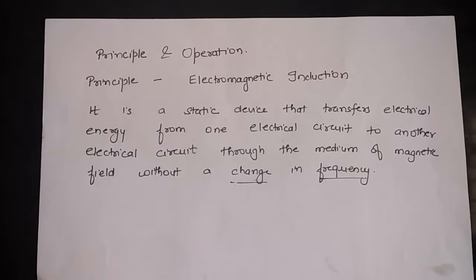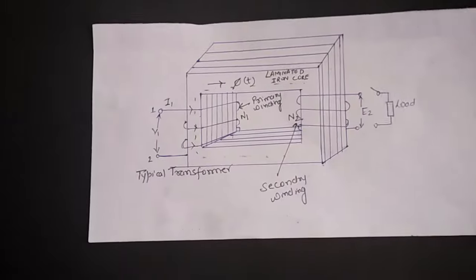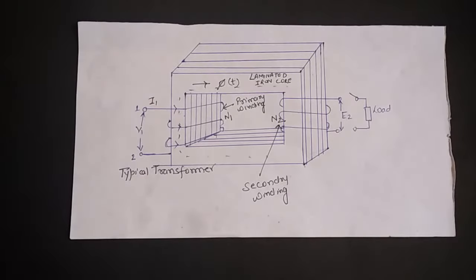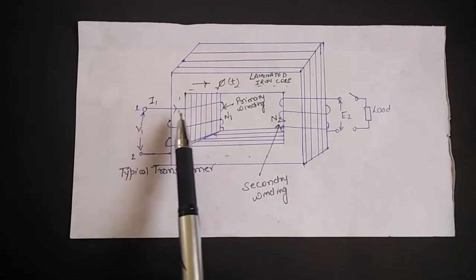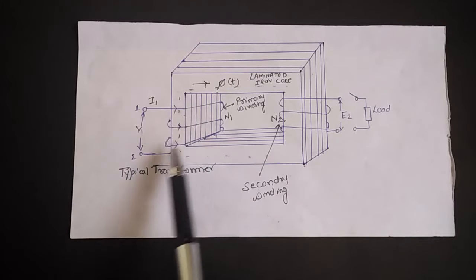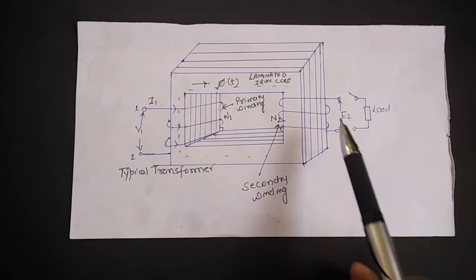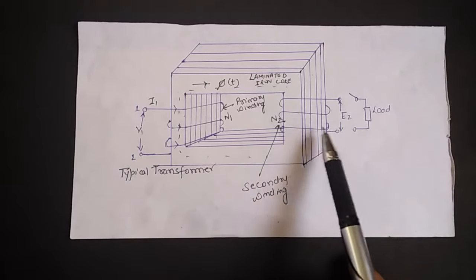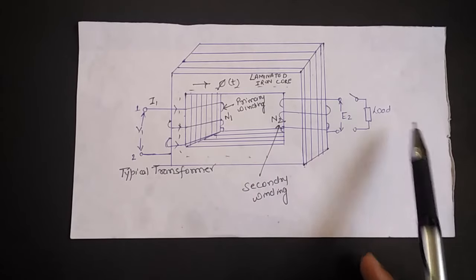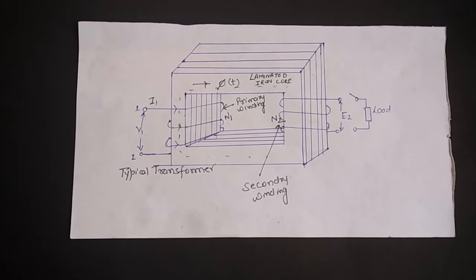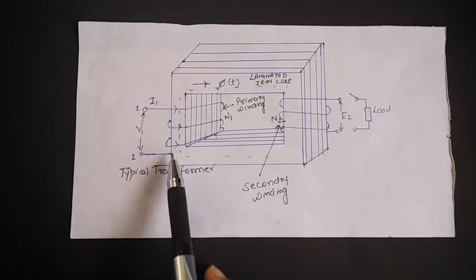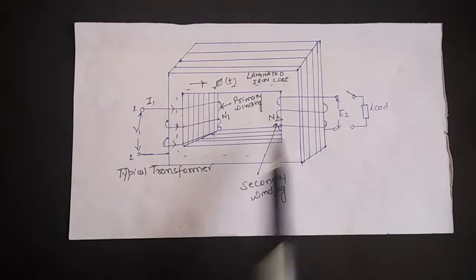Okay. Regarding the construction of a transformer, here you can see, this is your what? The winding where the voltage is applied. This is your primary winding. And the winding where the load is connected is what? It's your secondary winding. Now, this is the magnetic core of a transformer.